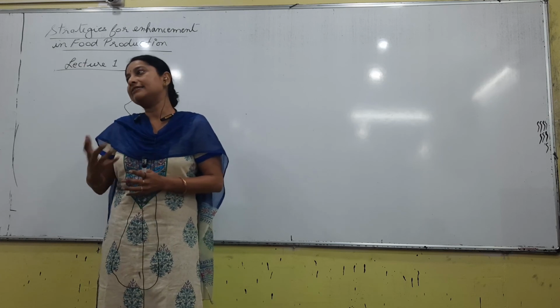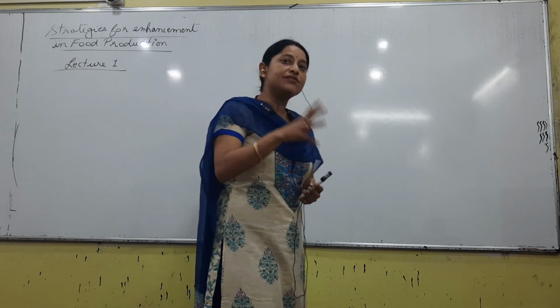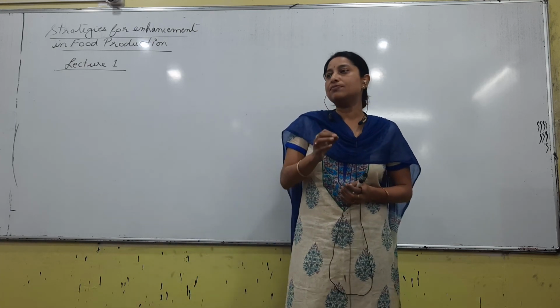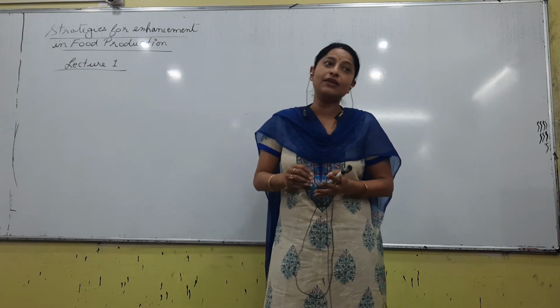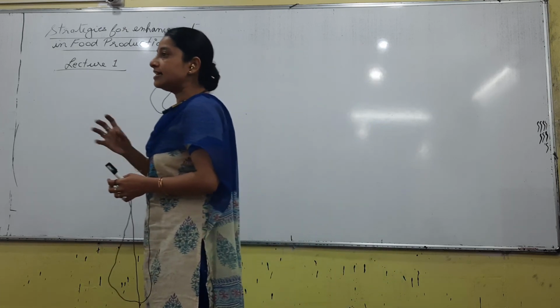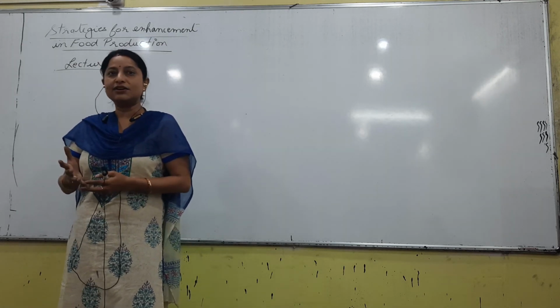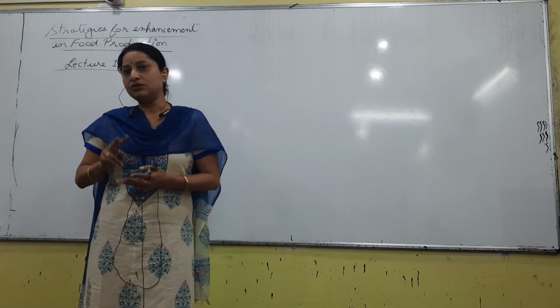Which two plants are we talking about? We are talking about rice and wheat, right? The green revolution is a revolution which has increased the quantity of food. Which food? Rice and wheat, so those are the two crops, right?